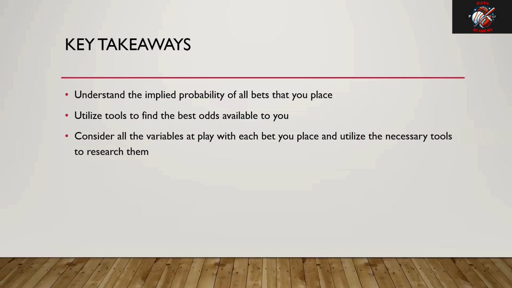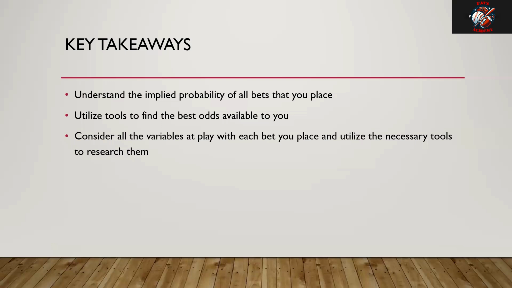The second key takeaway is you want to utilize tools to find the best odds available to you. So essentially, just please line shop. Don't place all your bets at the same sportsbook. If you have the opportunity to line shop and use multiple sportsbooks, please do that. You're going to save yourself a lot of money in the long run. Even if you're not a winning bettor, even if you're a losing bettor, you'll lose less if you just get the best odds available to you.